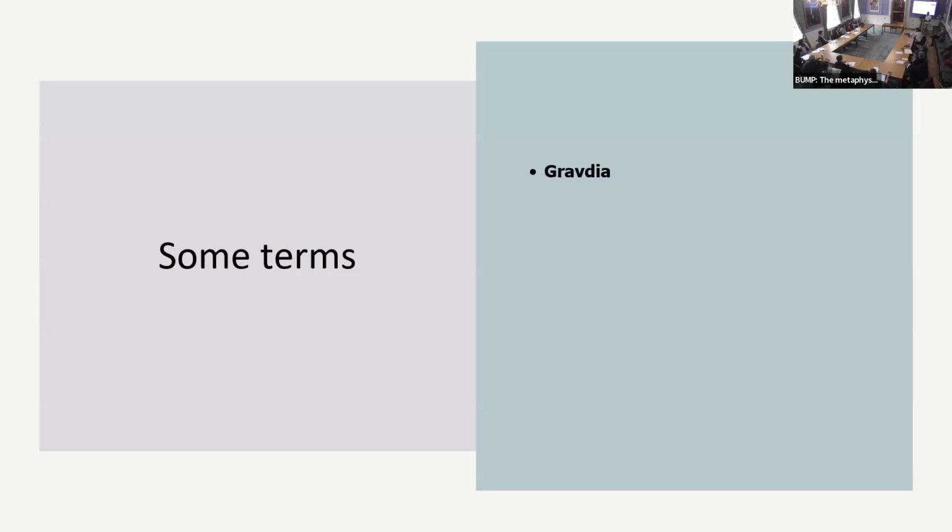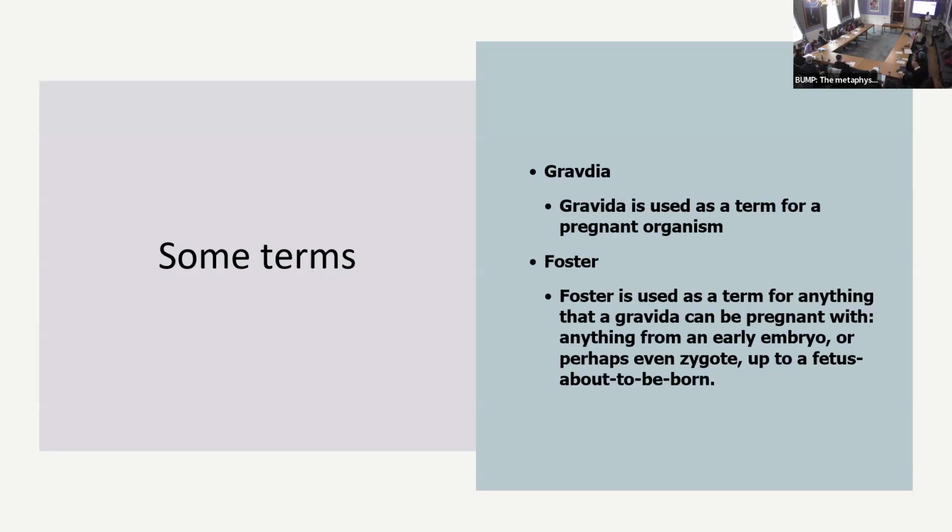So some terms which we are probably already familiar with, but these I take from Kingma's papers to keep it consistent with her use of the terms, so we're all talking about the same things. Gravida is a pregnant organism. So it's an organism which is gestating a fetus. A foster is a generic term for anything that the gravida is pregnant with. So anything from a zygote all the way up to a fetus about to be born counts as a foster.